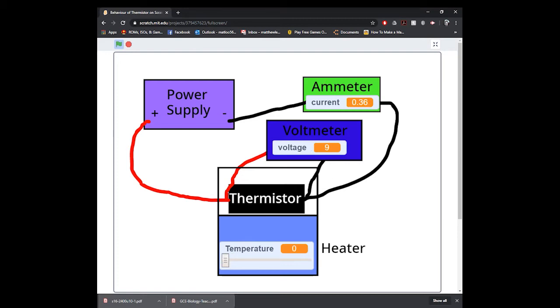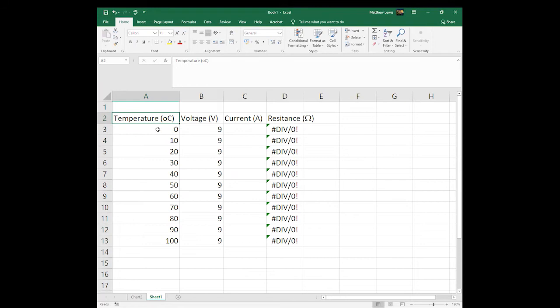So what I would like you to do, in Excel again, this time we're going to have a column for temperature rather than light intensity. This is going to be in degrees Celsius from 0 to 100. The voltage is going to be 9 all the time. And I'd like you to measure the current going through it.